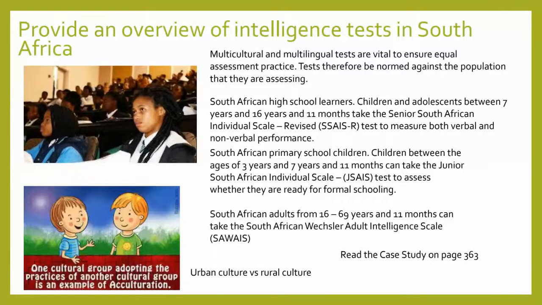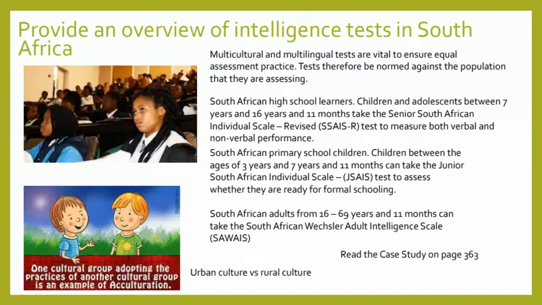In South Africa, there are certain tests that have been developed that have taken into account multicultural and multilingual issues. There are tests that high school learners can take, standardized across the norm of high school learners in South Africa between the ages of 7 and 16, called the Senior South African Individual Scale, which measures verbal and non-verbal performance. There's one for primary school students, also standardized between the ages of 3 and 7 years, to assess whether they're ready for formal schooling.